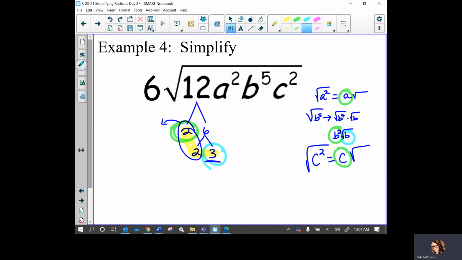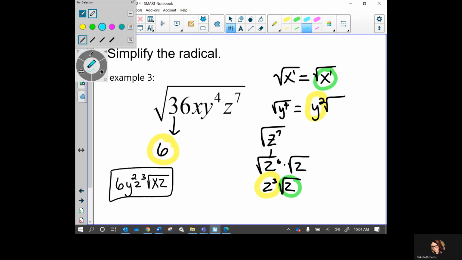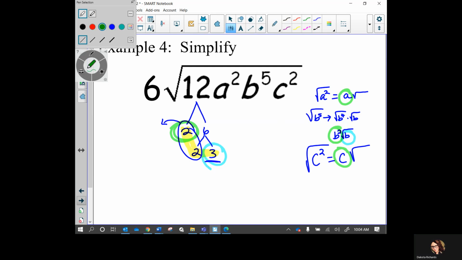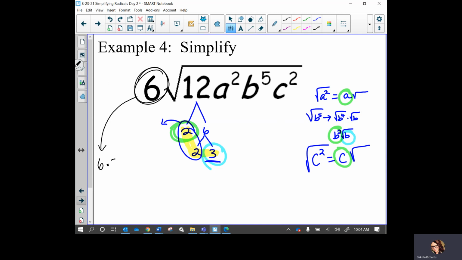Okay? So put those together. Next page. Okay. So on the outside, ooh, I forgot about this 6. We have this 6. Don't forget about it. We have this 6. We have this 2. Okay. What else did I circle in green? We have an a, b squared, c. On the inside, we have just the 3 times the b.